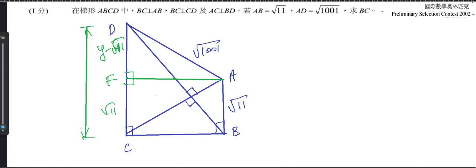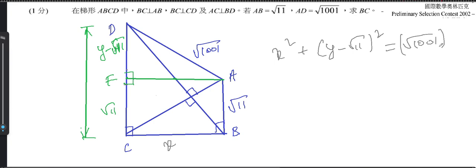Now let us label BC as X here. So we have one equation ready for us. X square plus (Y minus root 11) whole square is going to be equal to 1001 whole square. Got it? This is the first condition. Second condition. With one condition we cannot solve the problem. We need more conditions. So can we really find the pattern?